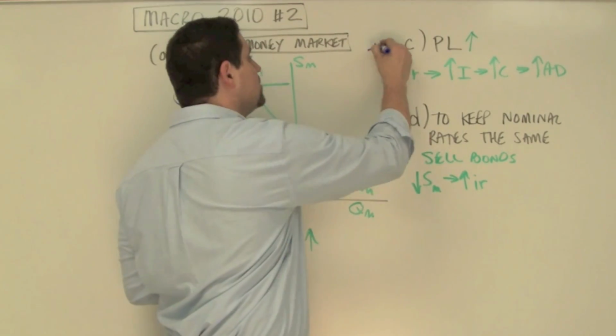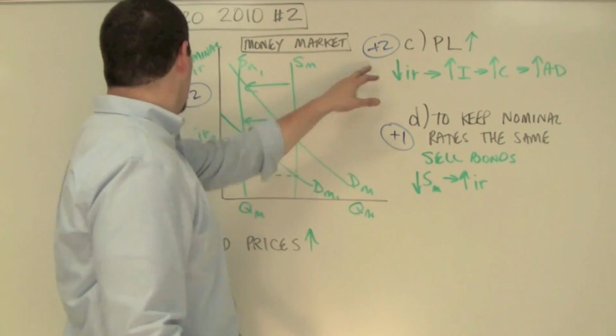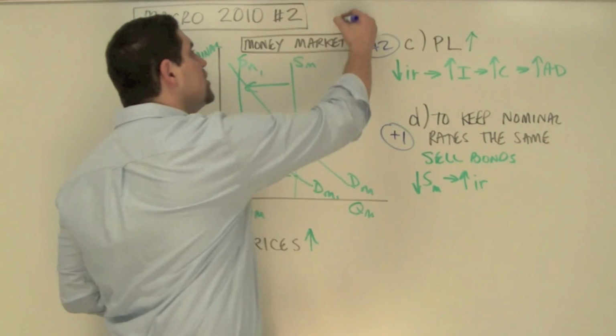C was worth 2 points. You had to say the price level went up and then explain why. So if you add it all up, 1, 2, 3, 4, 5, and 6, this question's out of 6 points.